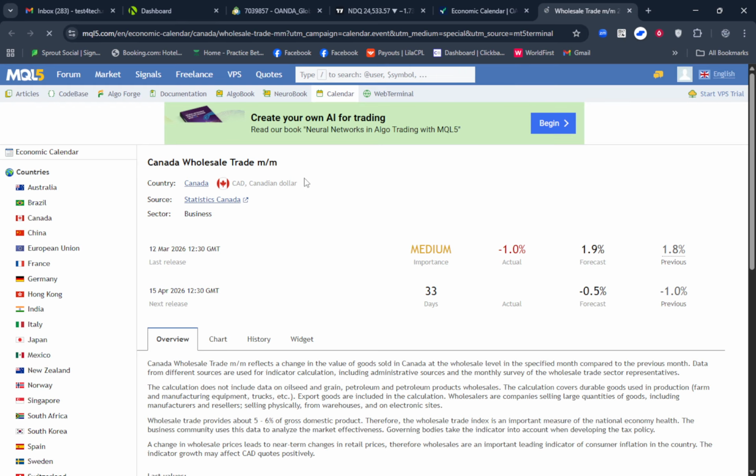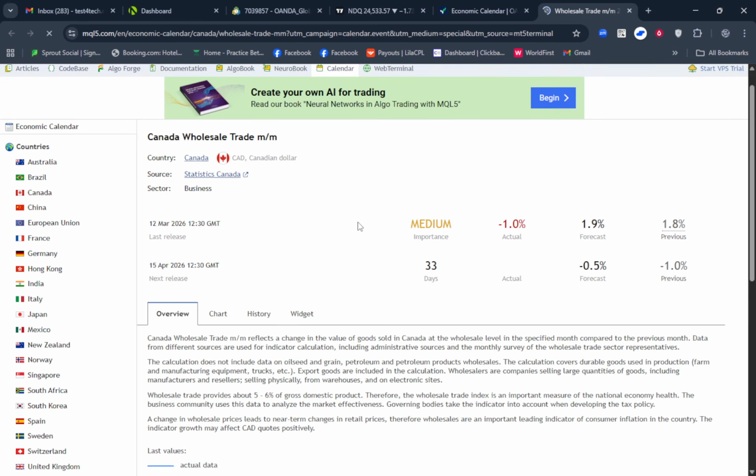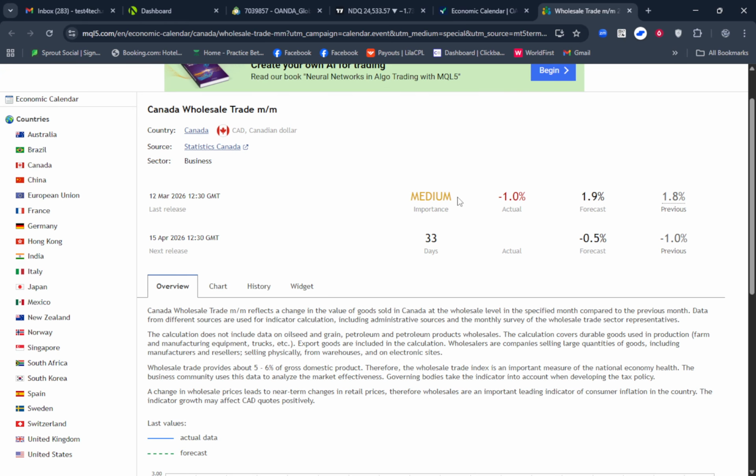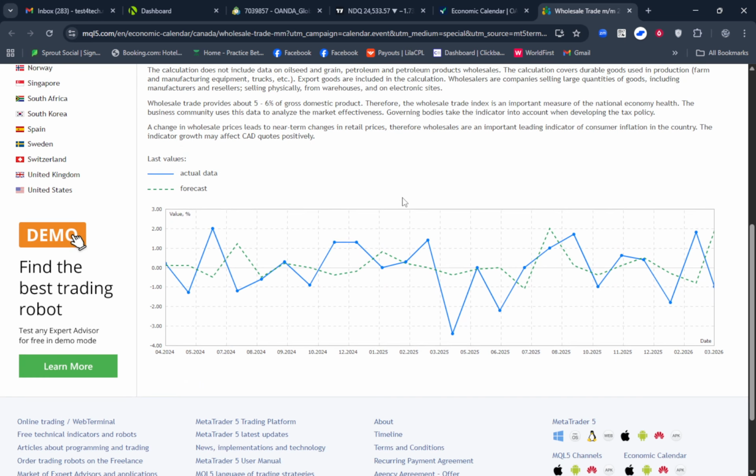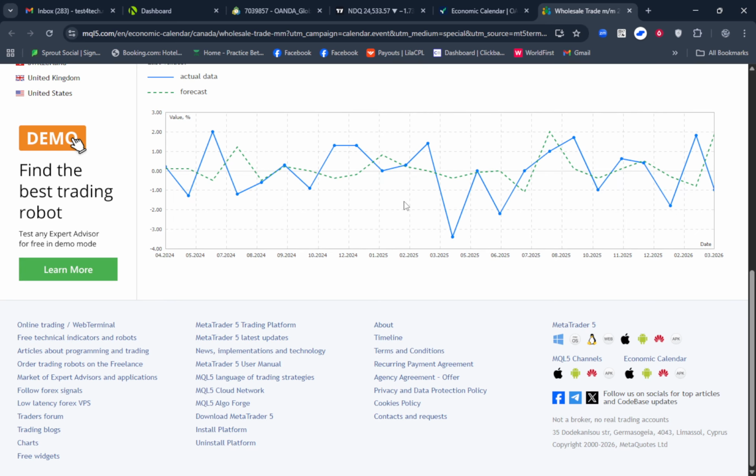When something catches your eye, click into the event for more detail. The expanded view typically includes a description of the indicator, a history of past readings, and charts of previous trends. Reviewing how the market reacted to prior surprises can help you set expectations, align your strategy, and avoid emotional decisions.